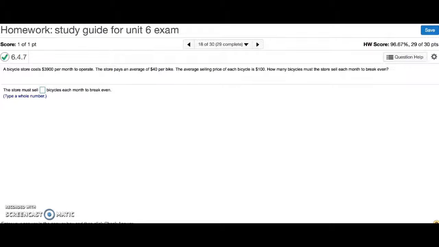Number 18. A bicycle store costs $3,900 per month to operate. The store pays an average of $40 per bike. The average selling price of each bike is $100. How many bicycles must the store sell each month to break even?